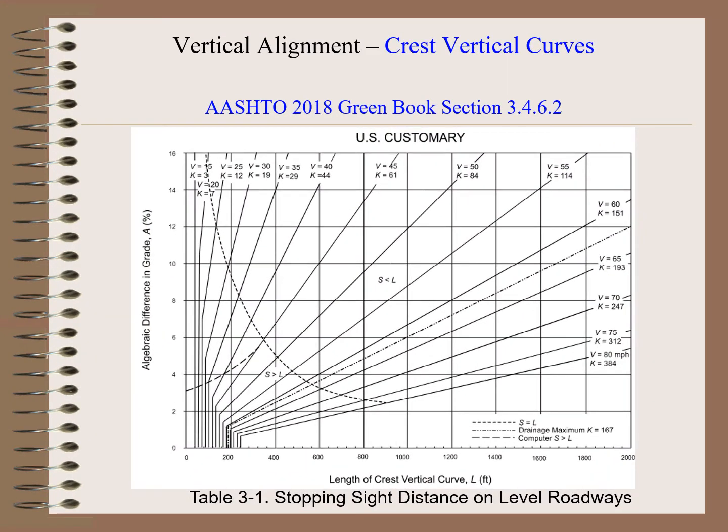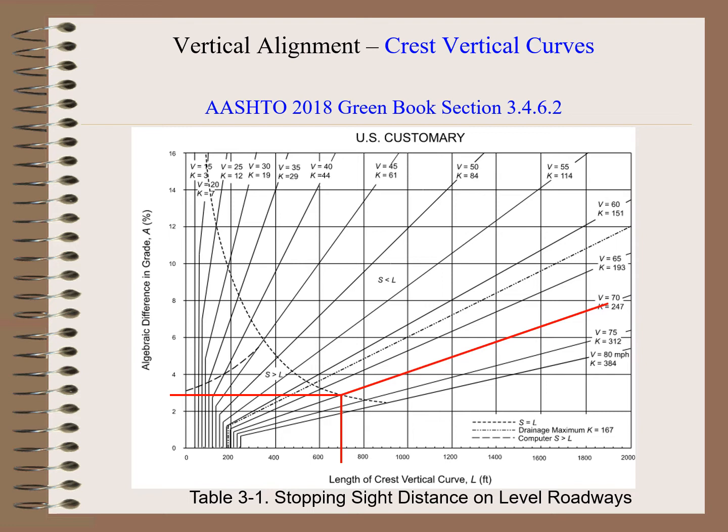Table 3-1, stopping sight distance on level roadways. What this chart will give you is an interaction between the design speed, the algebraic difference, and the length of crest vertical curve. For example, if you had a 70 mile per hour design speed and you wanted to create a vertical curve length equal to the sight distance, you would carry that 70 mile per hour line down to the dash line like we have here. You'd go straight down to calculate your length of curve, and then you would go over to the left to calculate your algebraic difference, or not calculate, but pull the value off the chart.